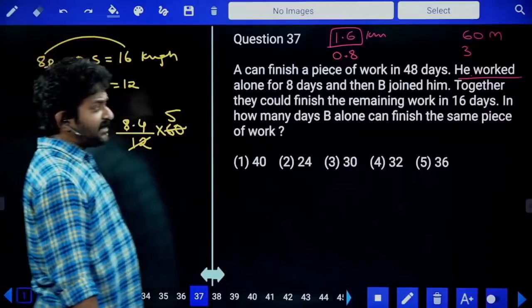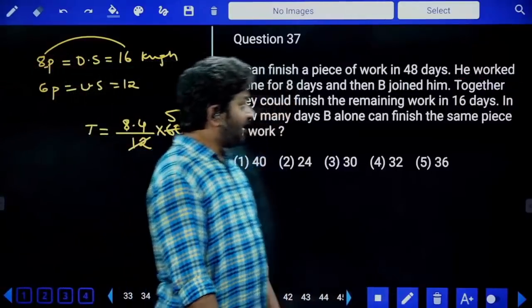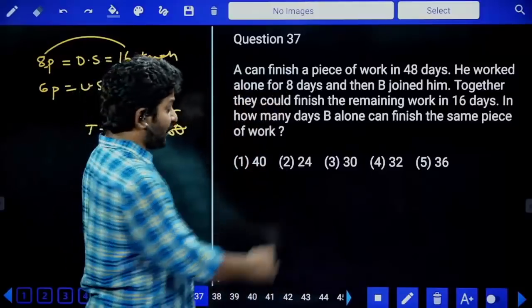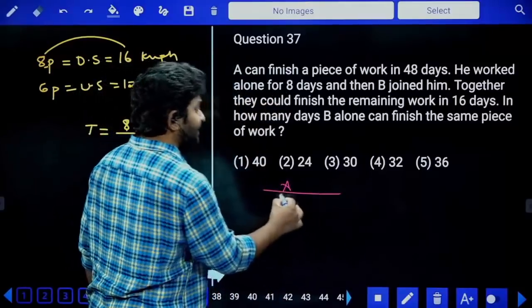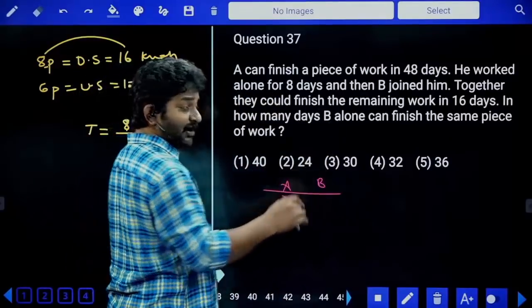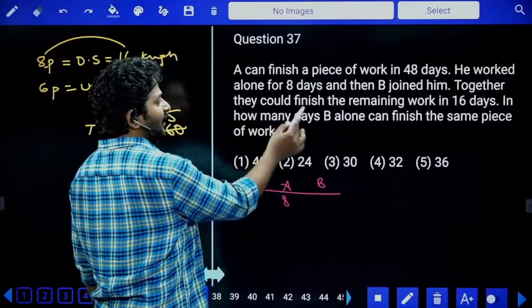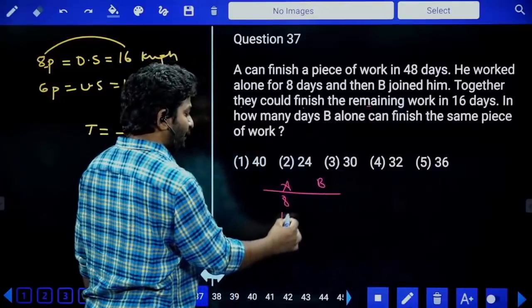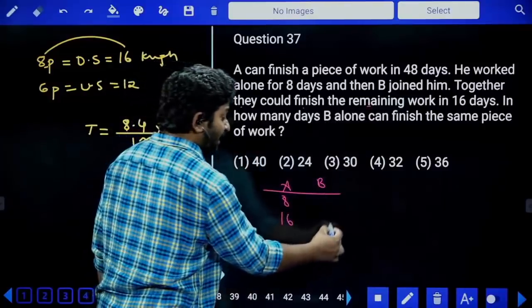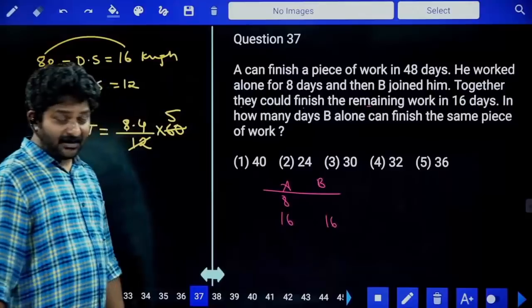A can finish a piece of work in 48 days. He worked alone for 8 days. So A already worked for 8 days. And then B joined, not replaced. Together they could finish the remaining work in 16 days. So B worked for 16 days and A worked for 16 days.